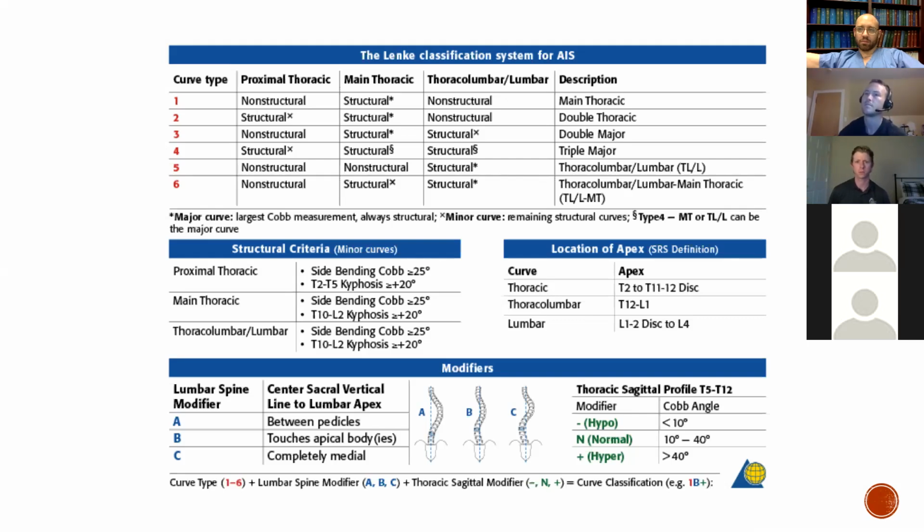Right. But based on Lenke classification, it's just where it is: proximal thoracic, main thoracic, or thoracolumbar/lumbar. And I don't know if that answers your question.